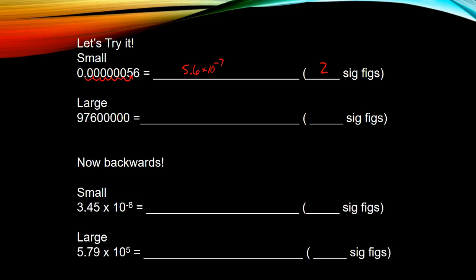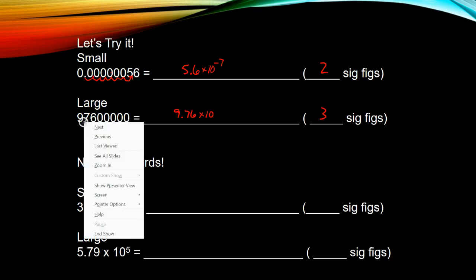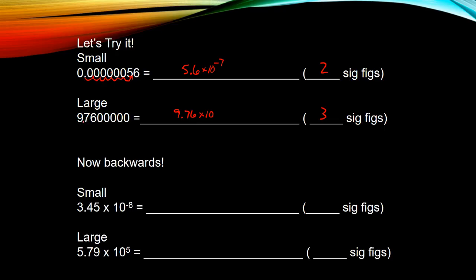Now, if we're writing a really, really large number, like 97,600,000, this originally has three sig figs. And so when we write it in scientific notation, it should still keep those three sig figs. So 9.76 times 10, and then let's count the spots that we need to go. If that's where we want the decimal, between the 9 and the 7, we have to move it 1, 2, 3, 4, 5, 6, 7 spots. So this would be 10 to the positive 7th.